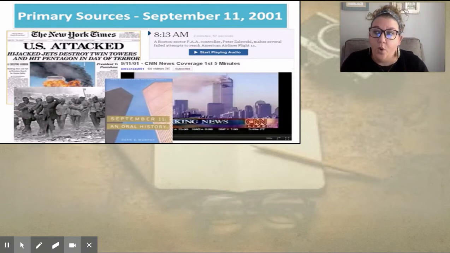If I want to know what life was like or what it was like to be there at the attack, then you'd want to talk to a survivor of Ground Zero, who was there. But both are primary sources just for different historical questions.